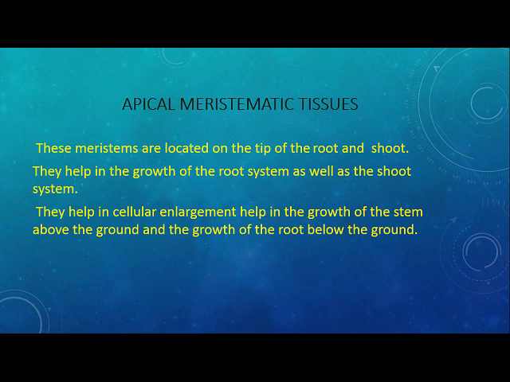Now, apical meristematic tissue. Where are they present, children? They are present at the tip of root and tip of the shoot. Shoot means upper part of the plant. Root means the lower part of the plant, which is under the soil. So where are they present? They are present at the root tip and the shoot tip. Second, they are responsible for increase in the length of the root as well as the shoot.